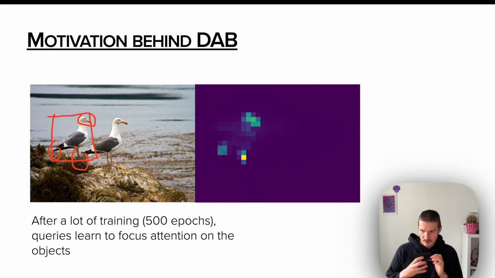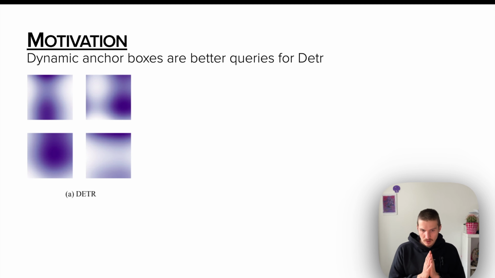But then the researchers came up with this question. So what happens in the earlier layers? And maybe what happens when the network is just starting to train? And this is actually the most important image from the original paper for DAB Detr. The title of the paper says, dynamic anchor boxes are better queries for Detr, which means that we don't need anything else. We just use dynamic anchor boxes, and they are better than anything else you can come up with. And this is why.